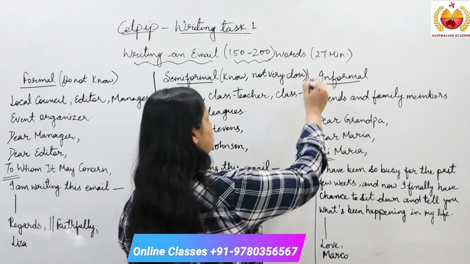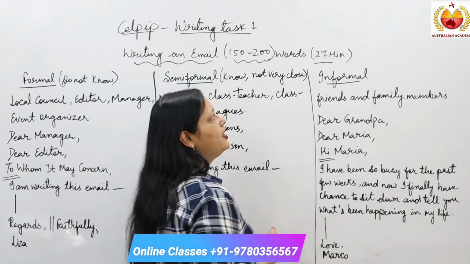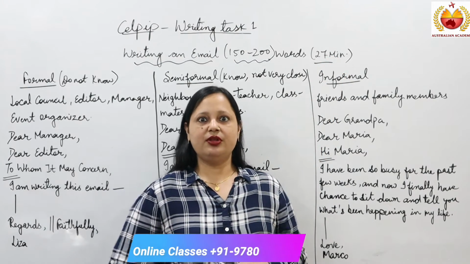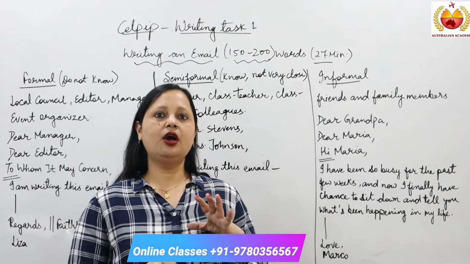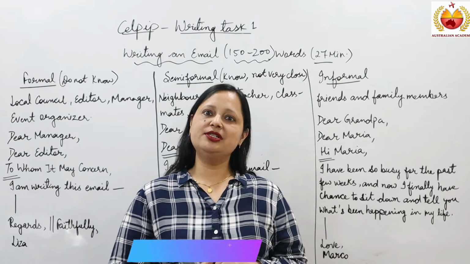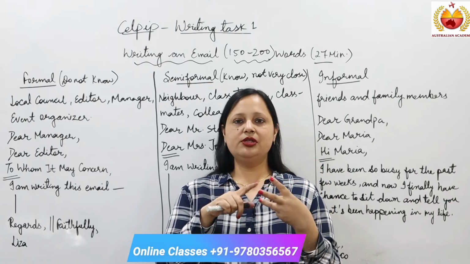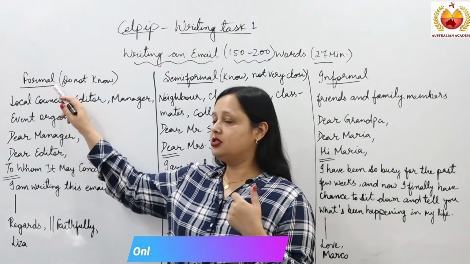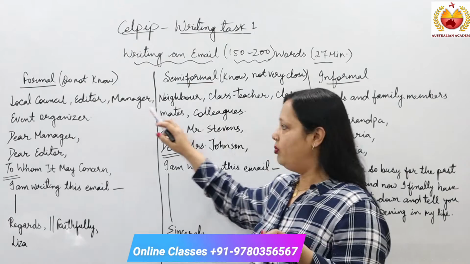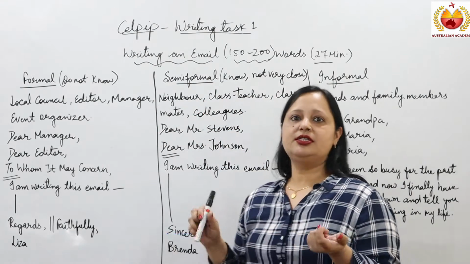The time that is allowed to you for this task is 27 minutes. In 27 minutes you have to do it. Now if I talk about what different types of emails you will have, you will have three different types of emails: formal, semi-formal and informal. So this is the first type, formal, then we have semi-formal and informal.